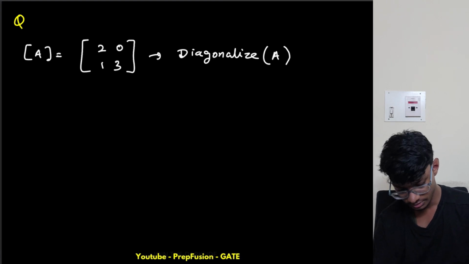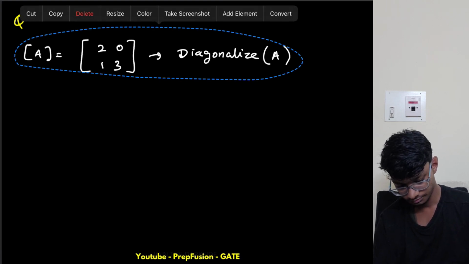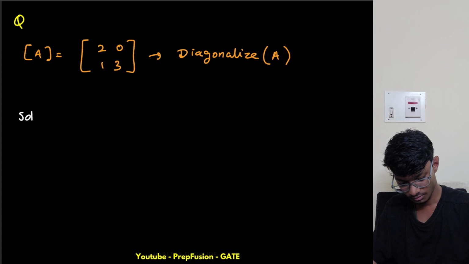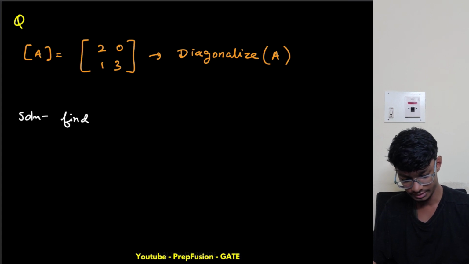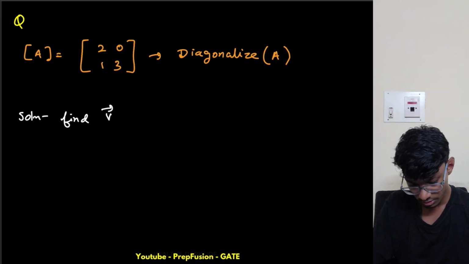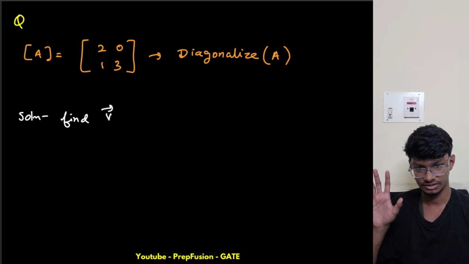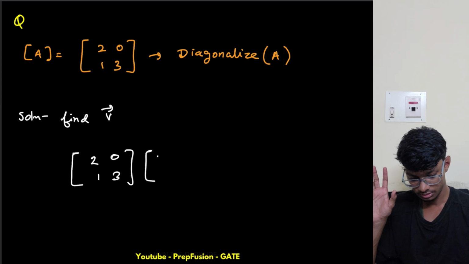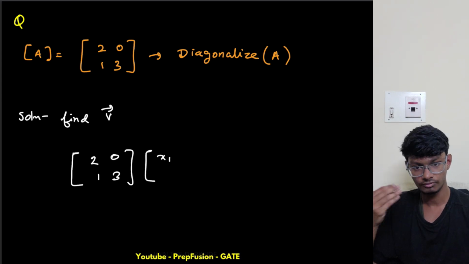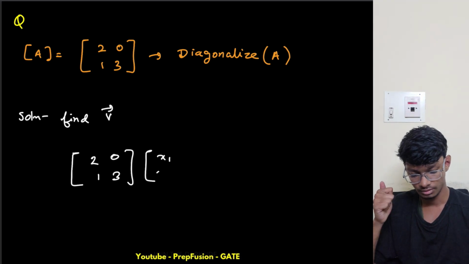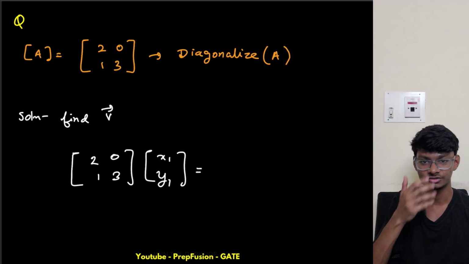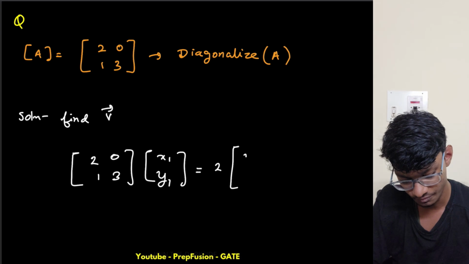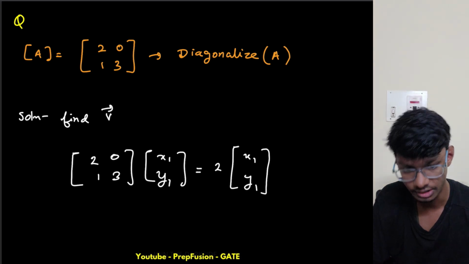So how to diagonalize? First find the V matrix. For finding it, I will use the same procedure, with the matrix 2 0 1 3 and the vector v1, for lambda 1 and lambda 2, (x1, y1). So what were the eigenvalues? They were 2 and 3. I will take the first eigenvalue as 2.